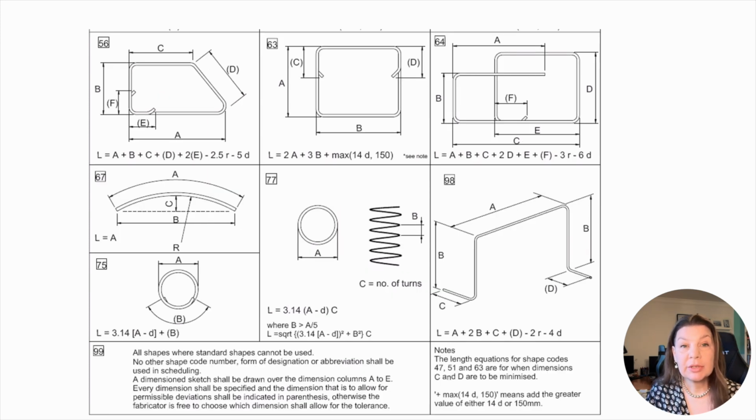Most of the shapes included in these tables are planar. However, they can also be three-dimensional. For example, the shapes 77 and 98, as shown on this slide, are three-dimensional.